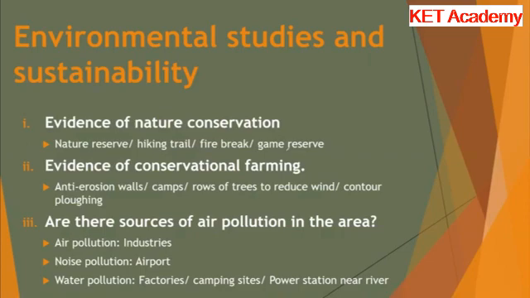The second one, what is the evidence of your conservational farming? So how do we know that your farmer is being conservative to the environment and he's looking after his soil, his water, and all of his nice plants? Here we are going to identify on a map an anti-erosion wall, so something to stop your soil erosion from taking place. We would see different camps.